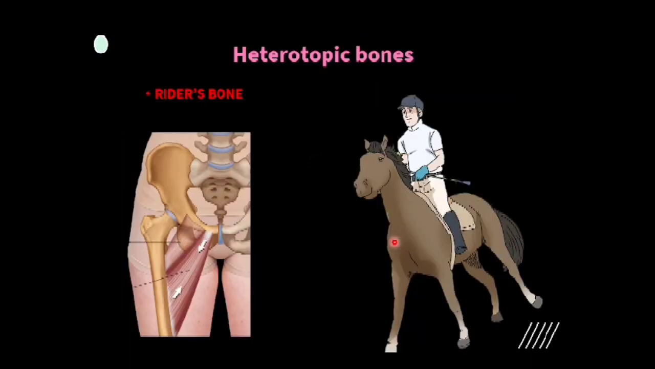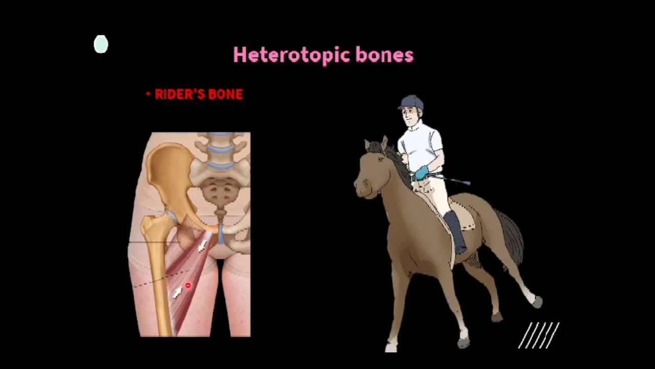Next set is heterotopic bones. So this is abnormal growth of bone in the non-skeletal tissues, that is including the muscles, tendons or other soft tissue. So that means these bones are normally not present and they are formed by some injury or due to some musculoskeletal trauma. So one of the examples is the rider's bone, that is seen as a sesamoid bone in the tendon of adductor longus.